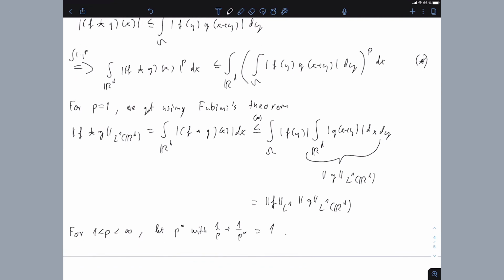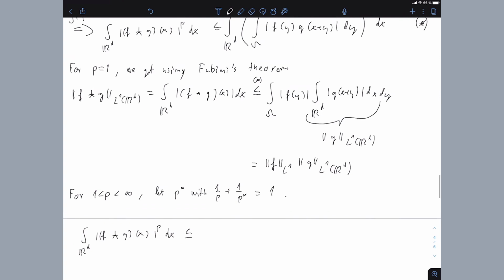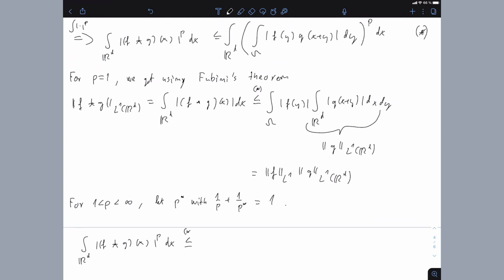And again, I will start with this object, the estimate from above. Exactly with this star, just some slight modifications. So we have R^d here, we have omega, that's all the same. f of y, g of x plus y, but now I'm changing a little bit. This is g of x plus y to the 1 over p, and g of x plus y to the 1 over p star.